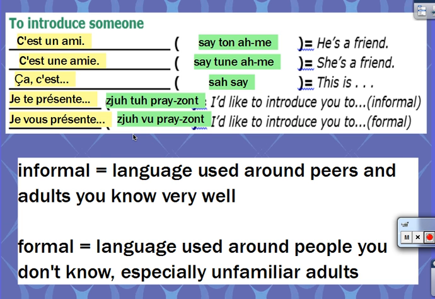If, however, you're introducing somebody to people you don't know, or maybe an adult like your teachers or somebody that you're not really related to or you're not really on that familiar informal basis with, then you need to use formal language. And the formal way of saying I'd like to introduce you to this person is je vous présente.